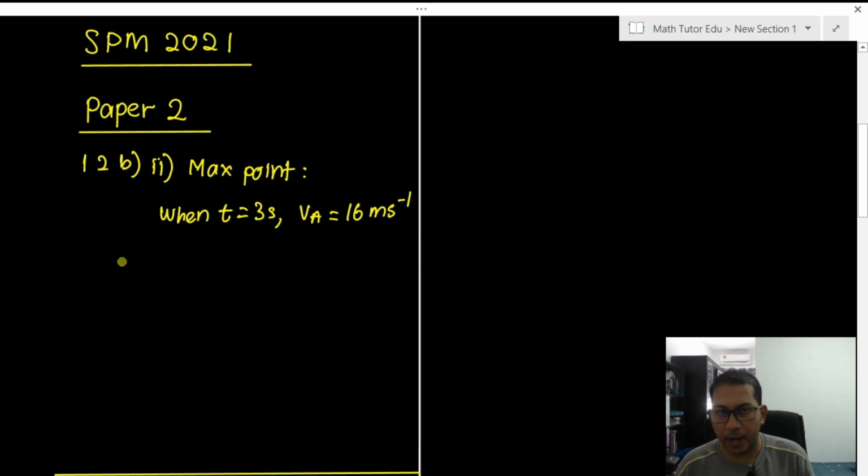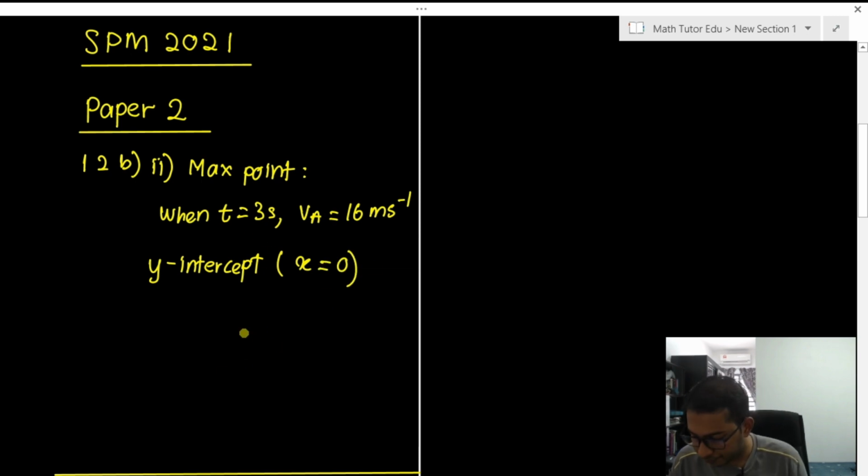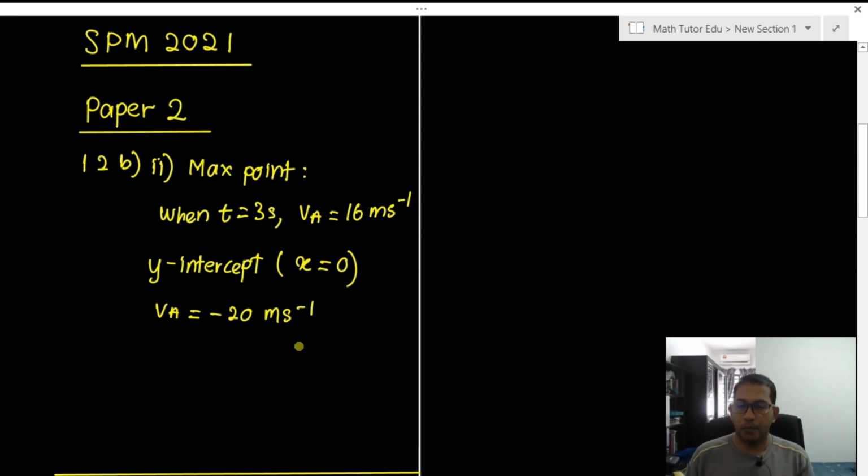The second point that we can find is the y-intercept. Please take note, you need to use the equation of velocity of particle A, not particle B. So how do we find the y-intercept? You set t equals 0. When t equals 0, you get the velocity of particle A equals negative 20 meters per second. So you already got the max point and the y-intercept. Another most important point is the x-intercept.